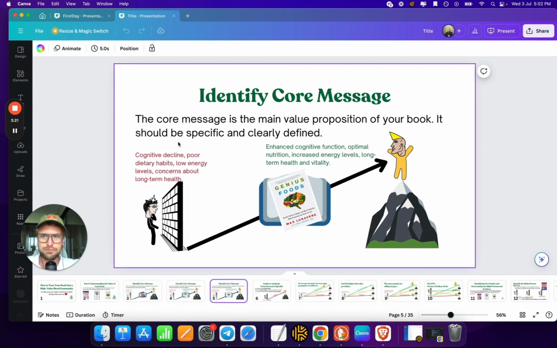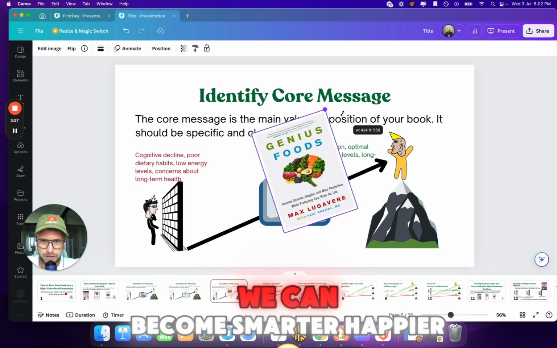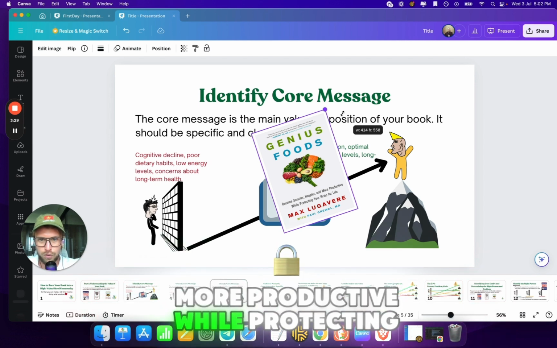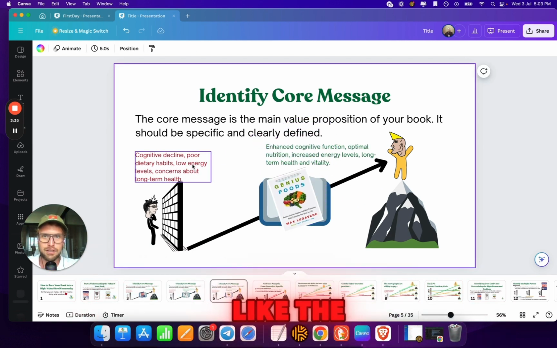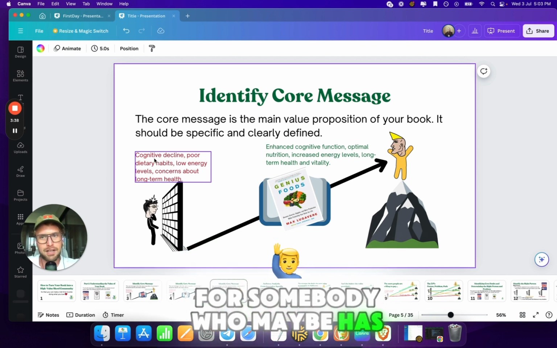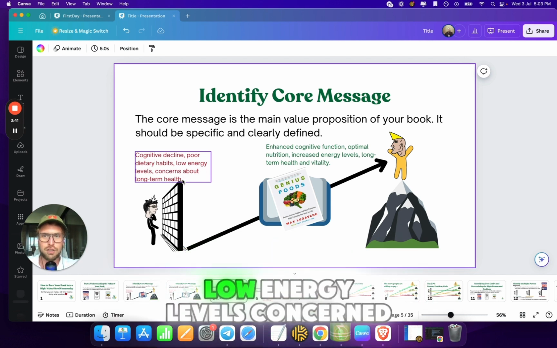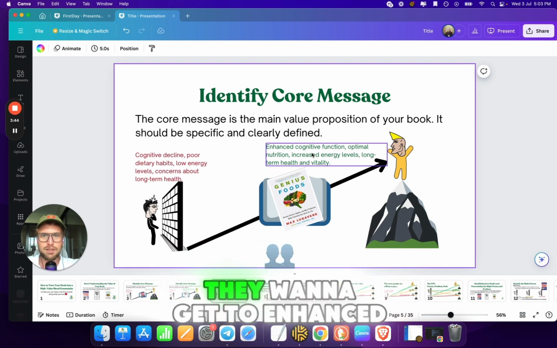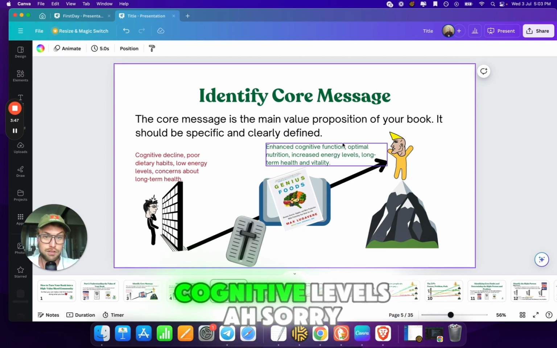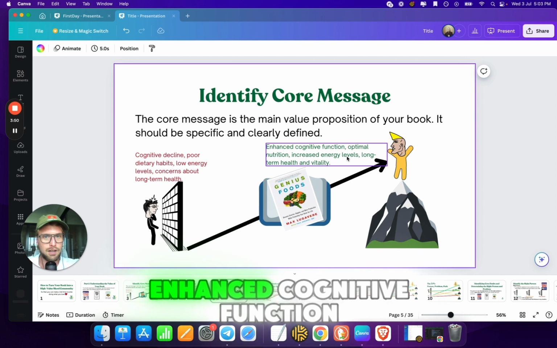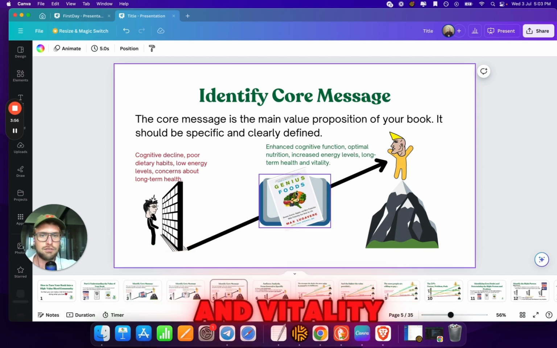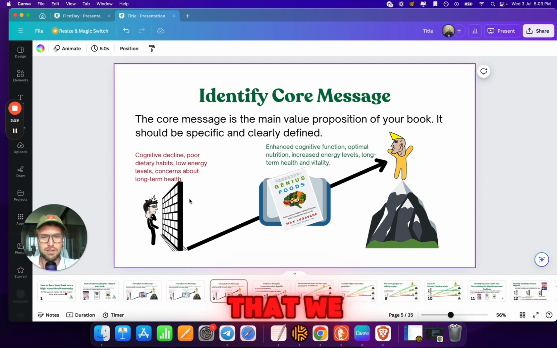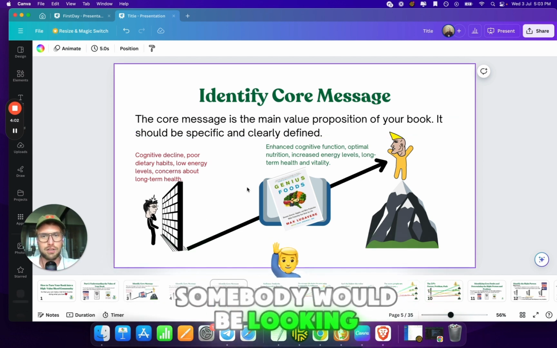Okay, and then finally, genuine foods. So let's just see if we can become smarter, happier, more productive while protecting your brain for life. So this is a health food book, and it would appear like the overall core message is for somebody who maybe has cognitive decline, poor dietary habits, low energy levels, concern about long-term health. They want to get to enhanced cognitive function, optimal nutrition, increased energy levels, and long-term health and vitality. That is the transformation that we could assume somebody would be looking for by reading this book.